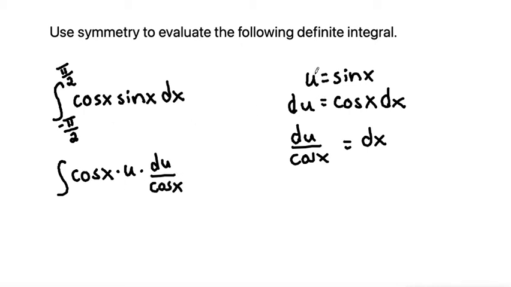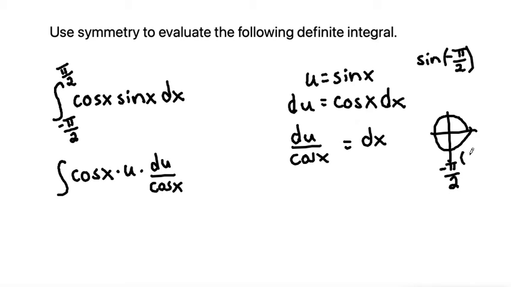And since we did a u substitution, we want to change the limits of our integration. Plugging in negative pi over 2 in for x, that would make sine of negative pi over 2. And using a little unit circle sketch, negative pi over 2 is here, coterminal with 3 pi over 2. And sine is the y coordinate, which this point right here would be 0, negative 1. So this would be negative 1, or when x is negative pi over 2, u would be equal to negative 1.